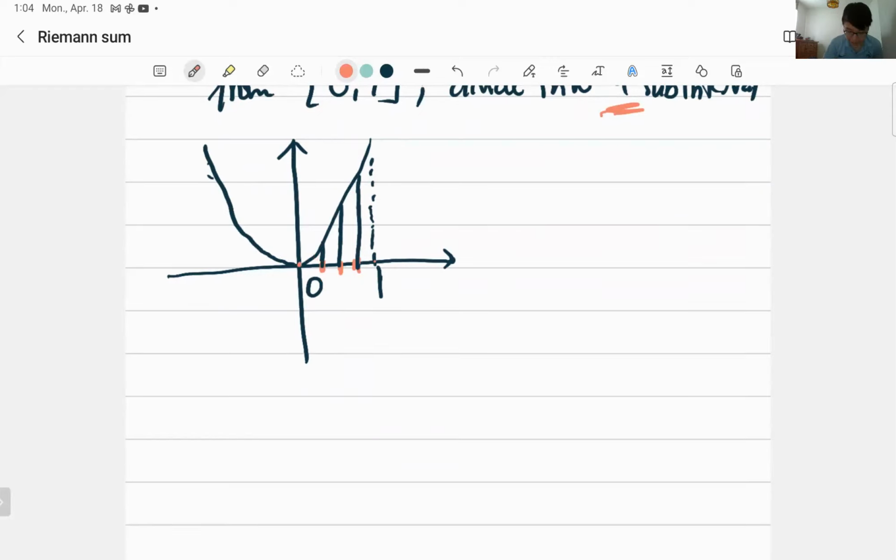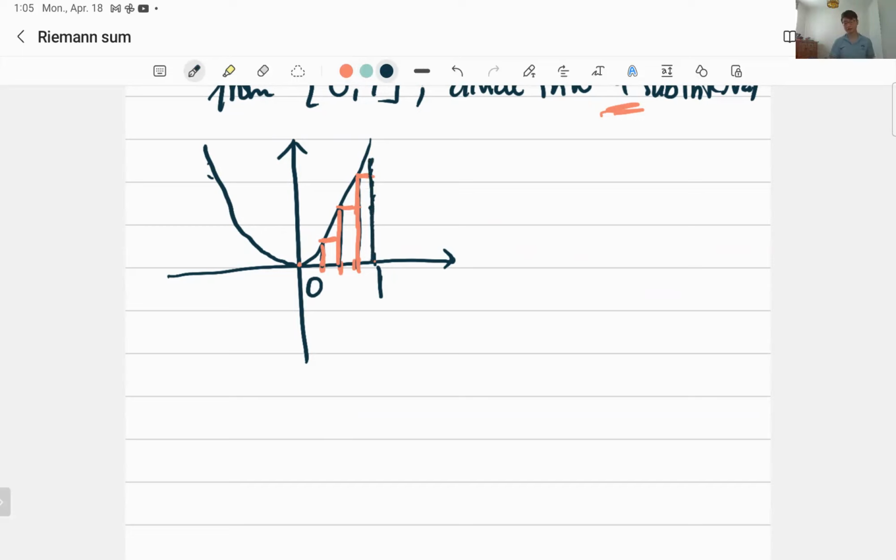Now notice that at 0 there is nothing there. f of 0 means 0 squared, which is equal to 0, nothing there. That's the reason why I love to do the left side Riemann sum, because I don't need to care about the 0. So one of them got eliminated. Let's draw this one like a rectangle here.